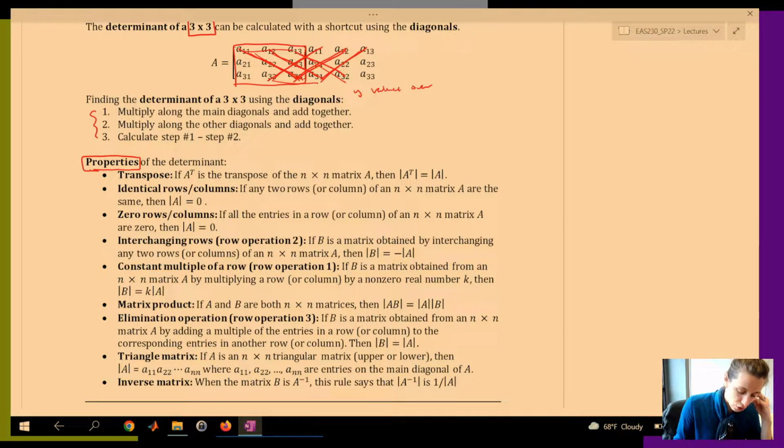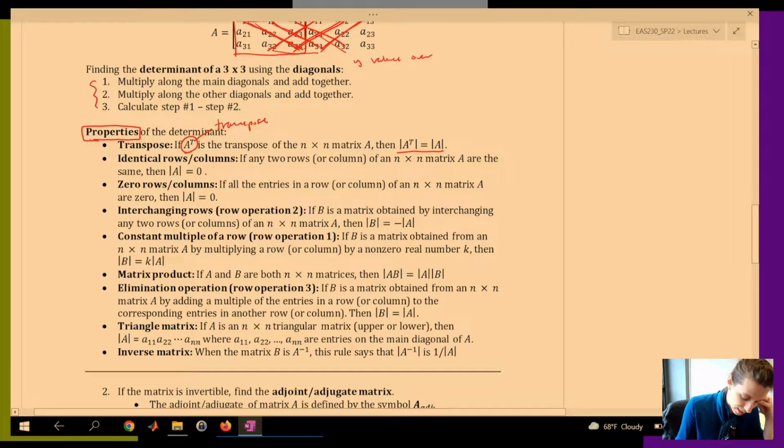So the first thing is transpose. If this is the transpose of a matrix, so T is for transpose. And remember, to transpose a matrix, we take the rows and make them columns, or take the columns and make them rows. But if A^T is a transpose of a matrix, then the determinant doesn't change. So the determinants are the same.